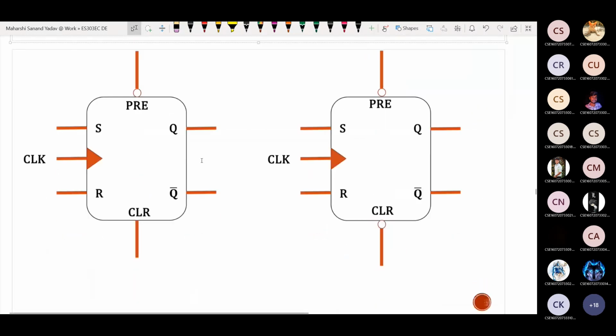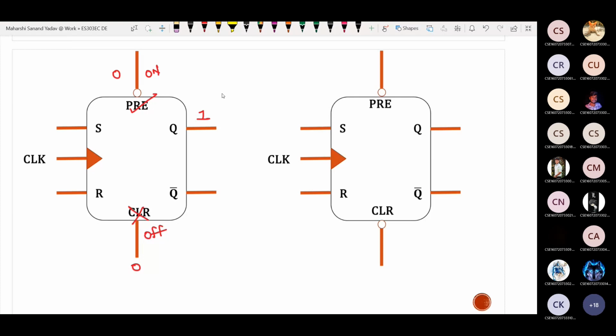Now tell me for this one. I want output as 1. 4 different cases are there. Once it will get confusing, but you need to see more number of times so that you'll understand. I want output as 1. Preset should be 0. Clear should be 1. Clear should be 0. Bubble is not there here. I want to turn off this one, whereas I want to turn on this one.